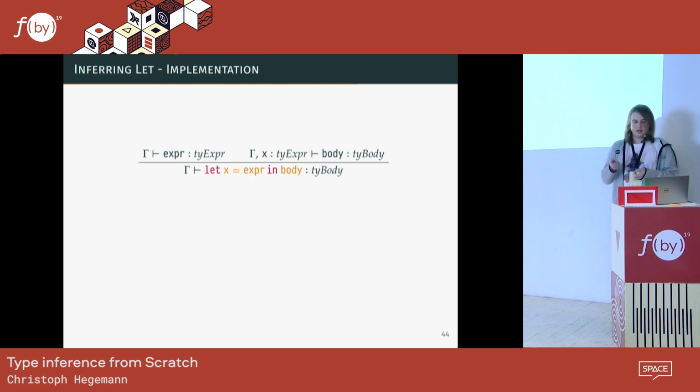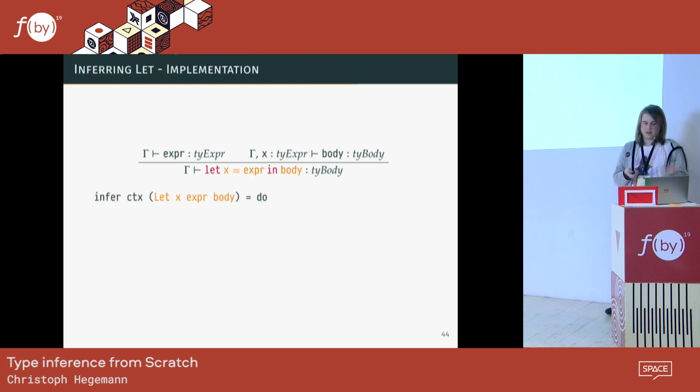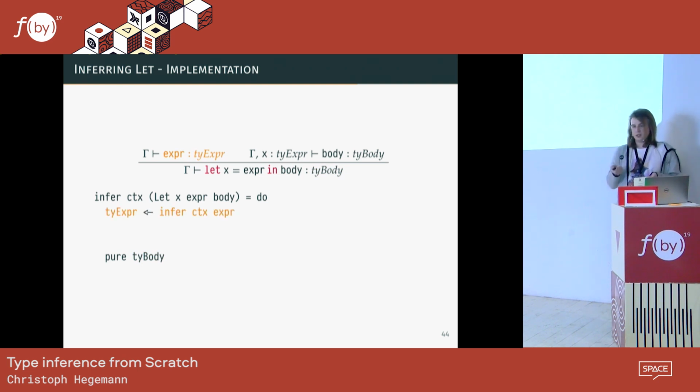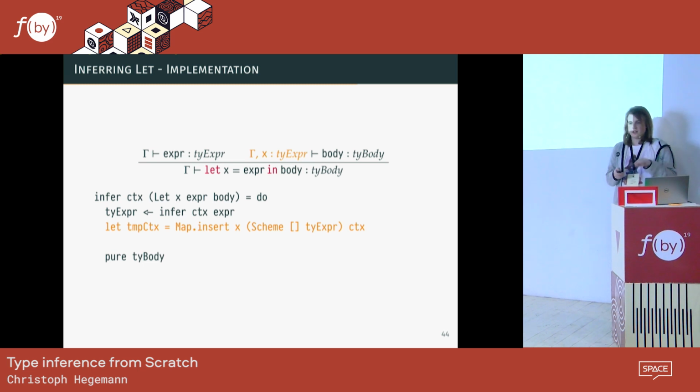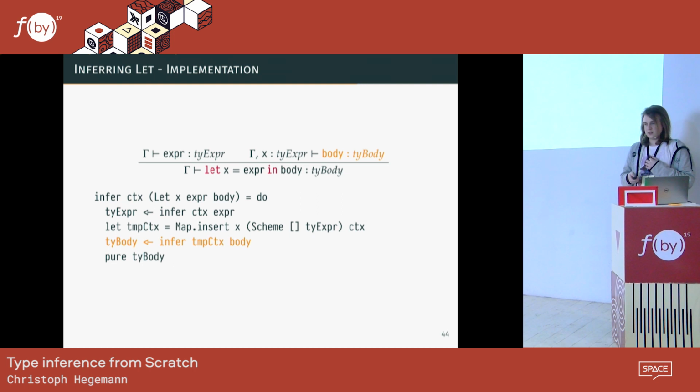So we'll start. We pattern match on the let constructor here. We get our components out. We know what we want to return, which is the type of body. We can infer the type of expr here. We can infer the type of body, but first we need to construct the enhanced context again. We extend it with a binding to x. Then we infer the body inside that new context. And that's that. So the only thing left now is that we need to make sure we pass the substitutions so that the information flows through.